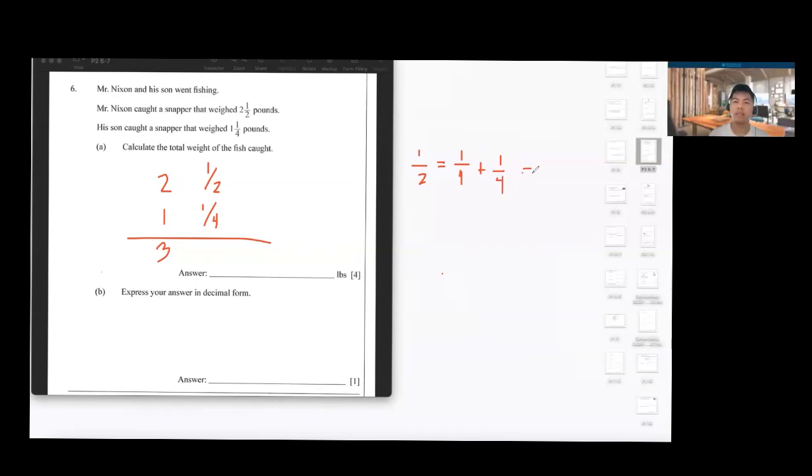Or I can rewrite that as 2 quarters. So I can erase this and just write 2 quarters, because that would be easy for us to add. So I have 2 quarters and I have 1 quarter. So we will be having 3 quarters. All right, so that's the answer. 3 kilograms. Oh, sorry, 3 3/4 pounds.